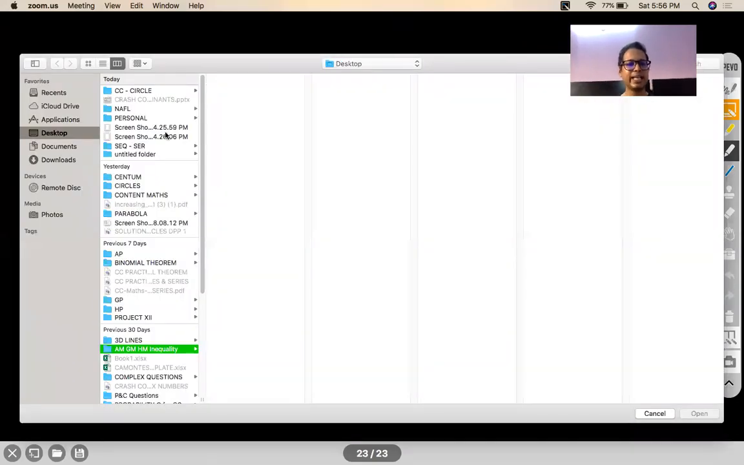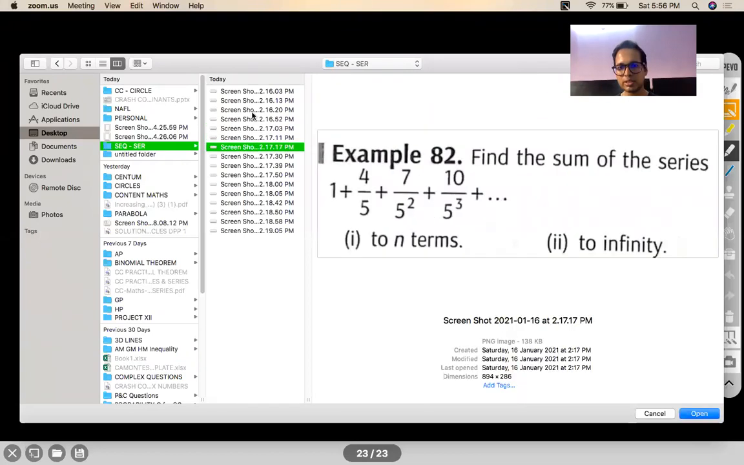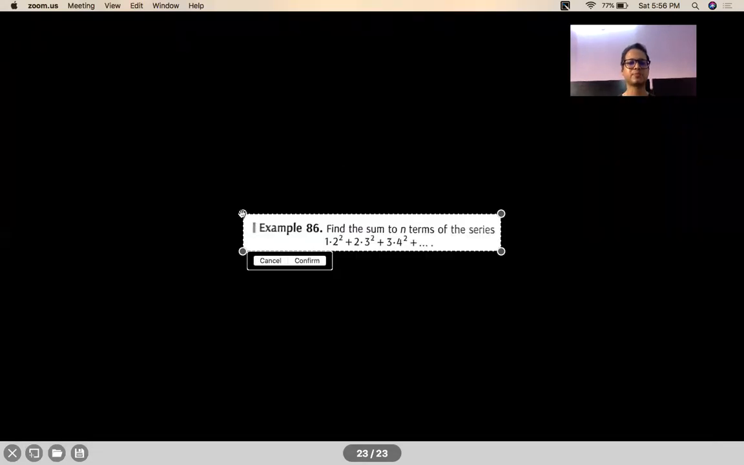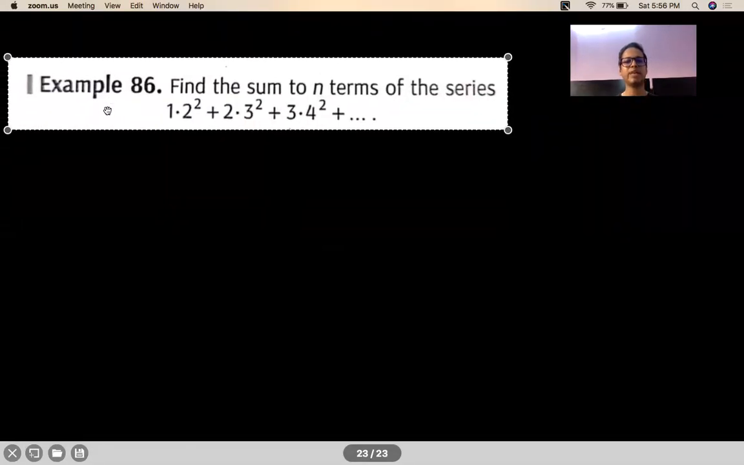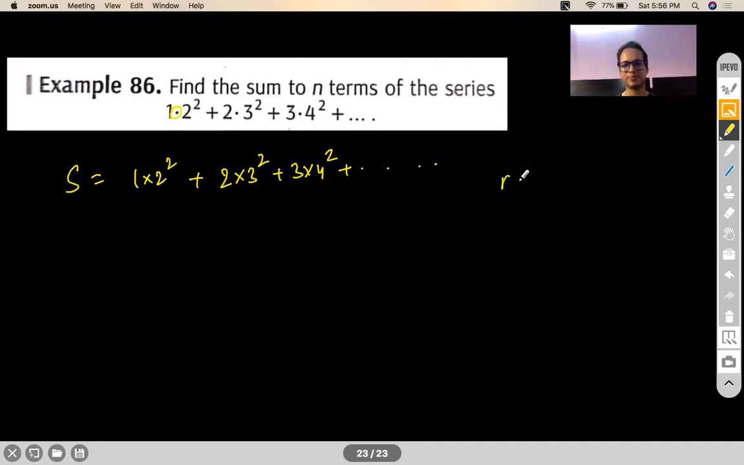Let's take a question. Question, where is my question? Yeah, let's take this question. Find the sum of n terms of this series. So this is a series which goes like 1 into 2 square. By the way, this dot is into. Okay, don't read it as 1.2 square. So 2 into 3 square, 3 into 4 square, till n terms.